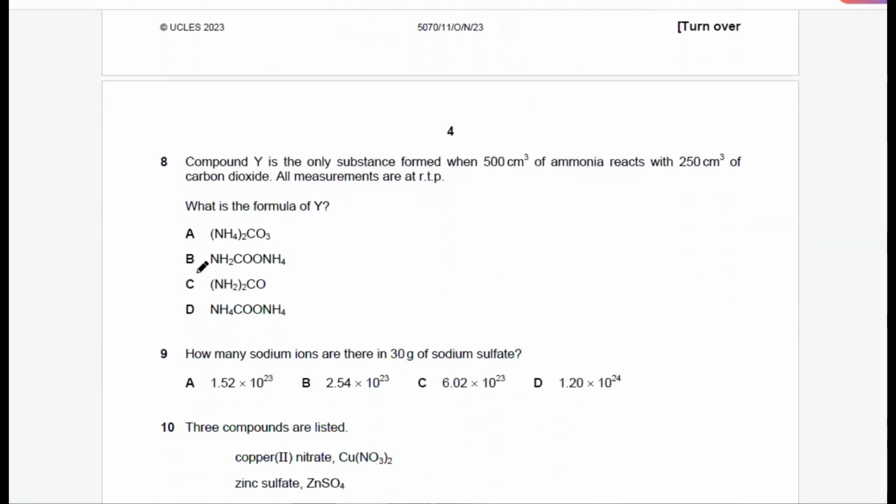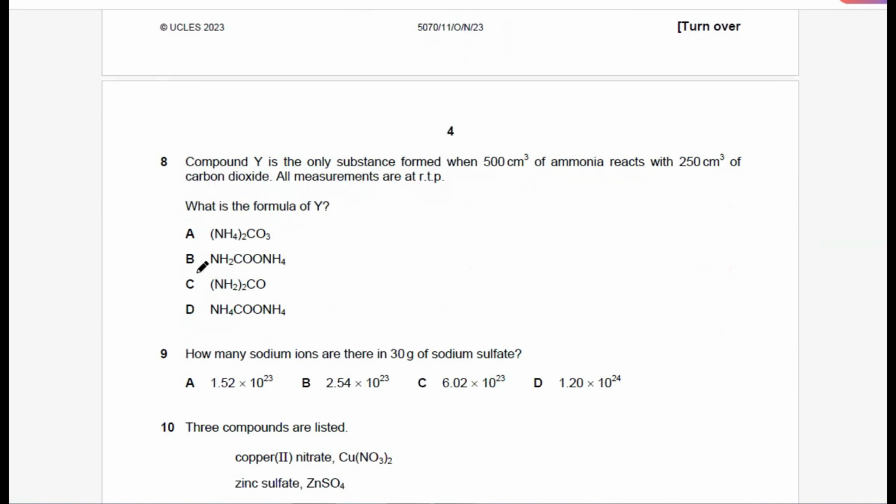Compound Y is the only substance formed when 500 cubic centimeter of ammonia reacts with 250 cubic centimeter of carbon dioxide. All measurements are at room temperature. Now we have to check which can be produced.